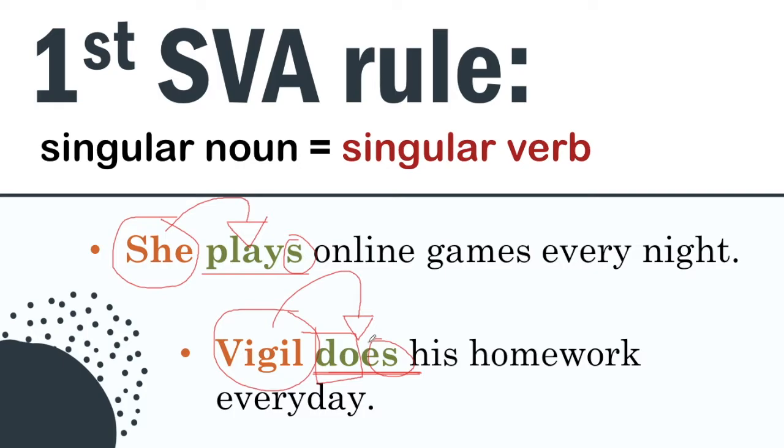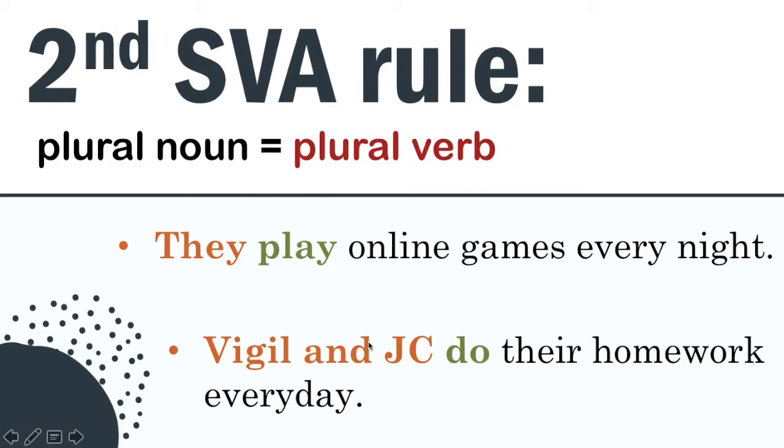If I'm going too fast, you can pause and replay that part over and over again so that you would really understand, and that's okay, right? So let's go to the second SVA rule. The second SVA rule is the opposite of the first rule. When you use a plural noun, you should also use a plural verb. The subject and the verb should agree to make sure that we're using the right grammar in writing or in conversations.